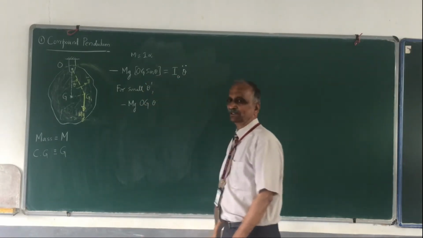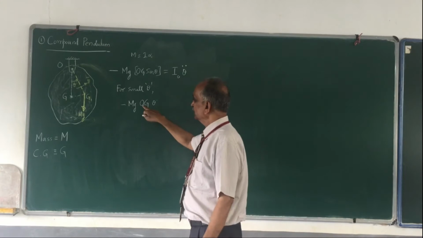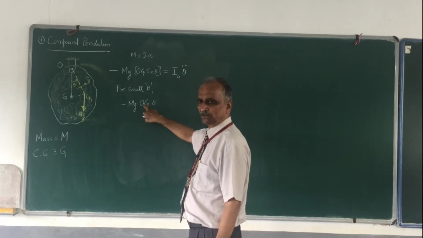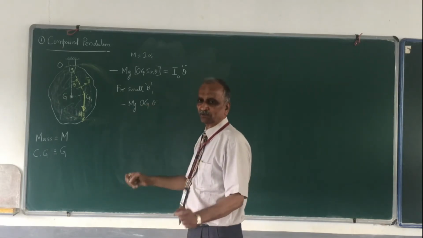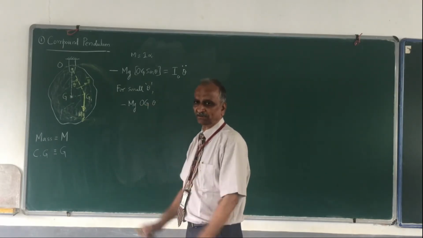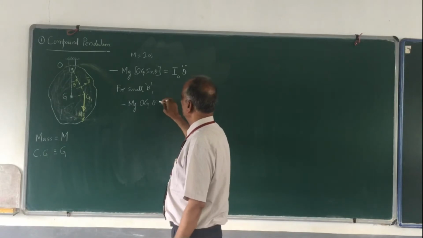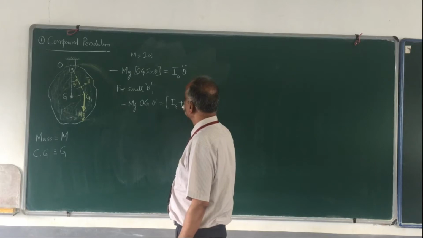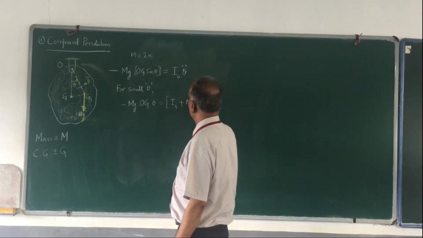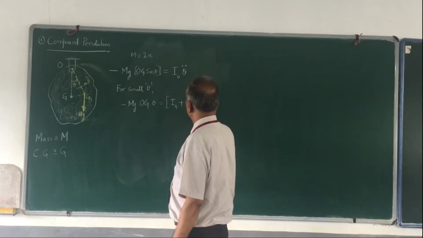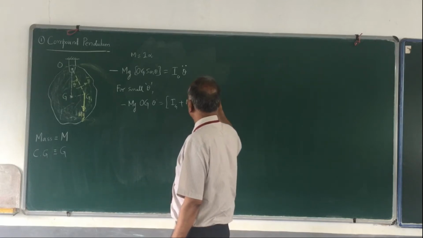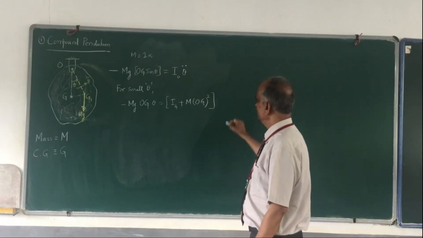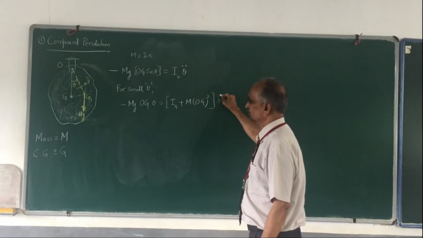Sin theta becomes theta. What is OG? G is the center of gravity, O is the point of suspension, and OG is the distance between the point of suspension and the center of gravity. This is equal to I_O, which is nothing but I_G plus m into the distance between the point of suspension O and G, that is m into OG square, by the parallel axis theorem, into theta double dot.